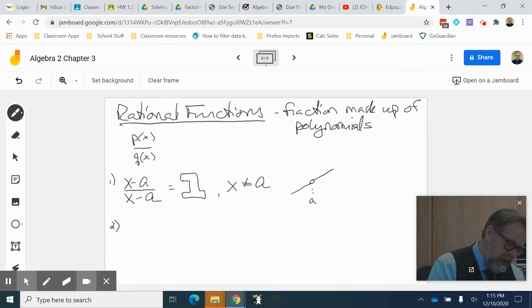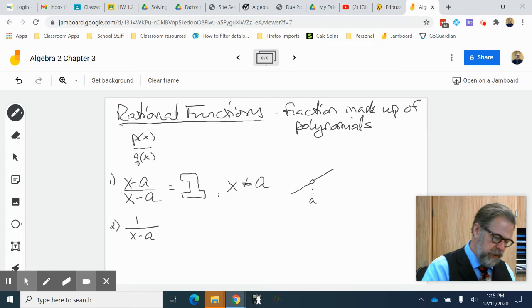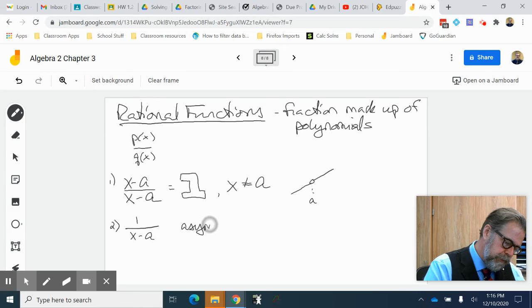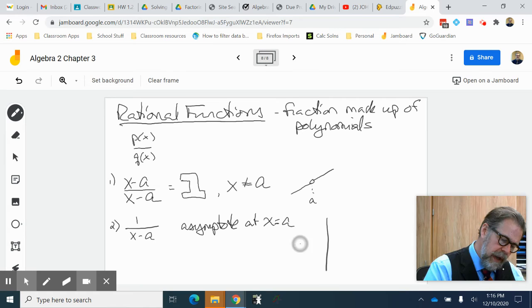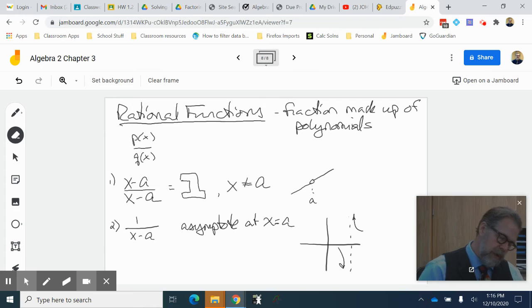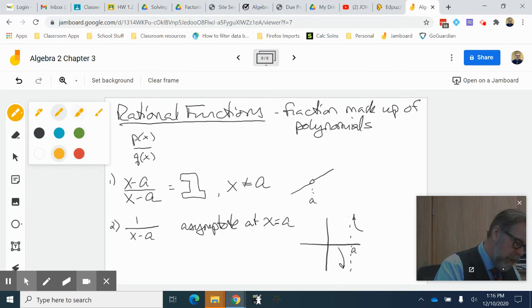Second possibility is I have 1 over x minus a. And if you've been in my class, you know that this is a hyperbola. But more importantly, we know that there is an asymptote at x equals a. And so if I look at this on a graph, what I get is an asymptote. And that really should, there we go, dash line. I get some asymptote at a. So those are two important things worthwhile remembering.